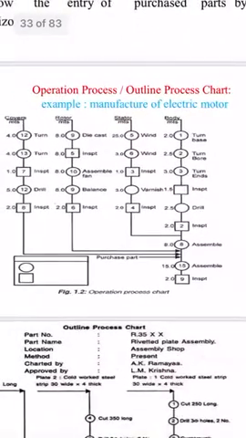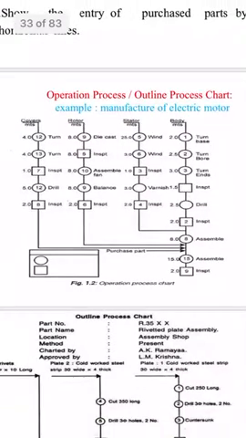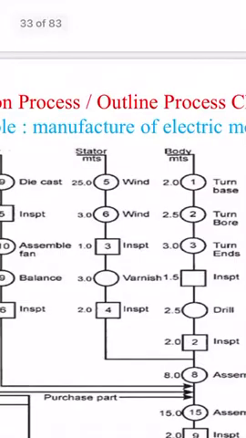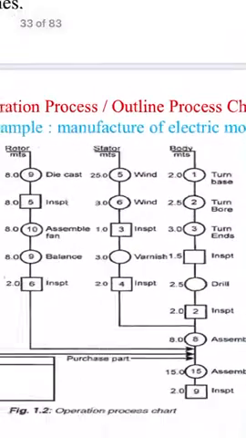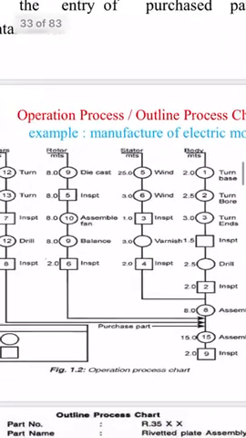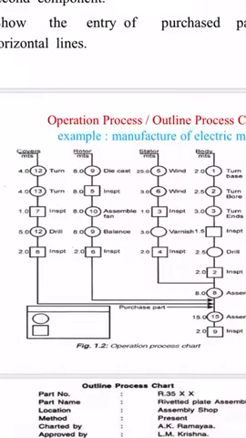So first, this is the example of manufacture of an electric motor. Here first the body will be manufactured, then the stator will be manufactured, then the rotor will be manufactured, and then the covers will be manufactured.